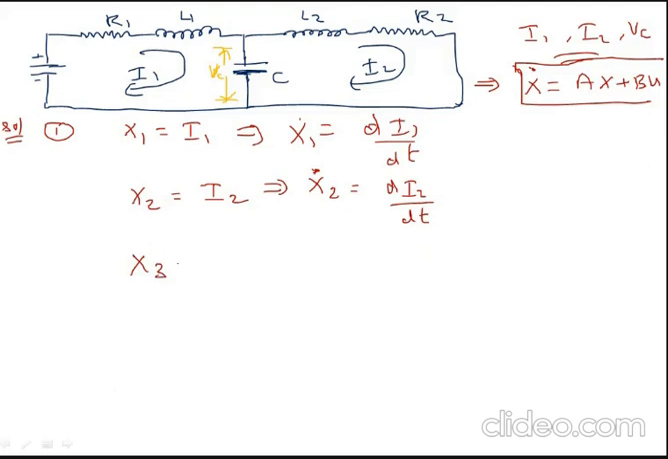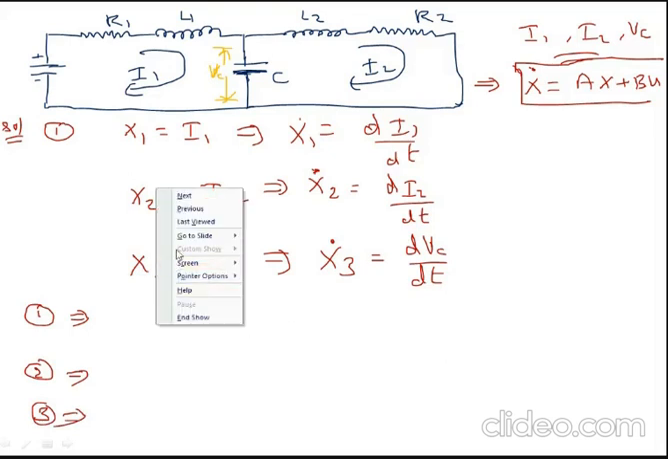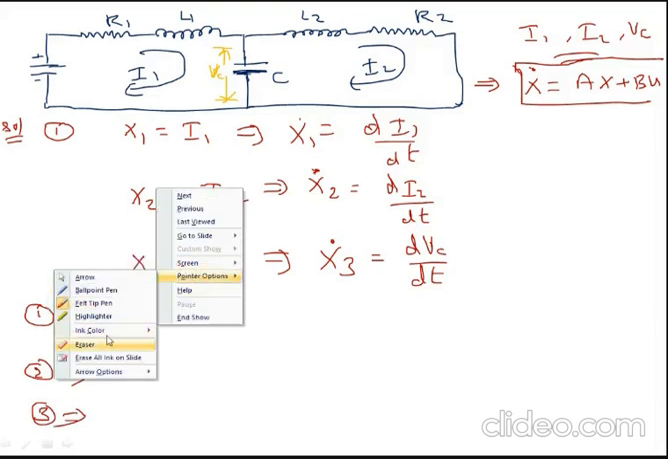So x3 is equal to Vc, which implies x3 dot is equal to dVc by dt. Okay, now here the first equation is what I can write here. Hence you need to write the three equations, as he has asked you to assume three state variables. And now observe the question itself.